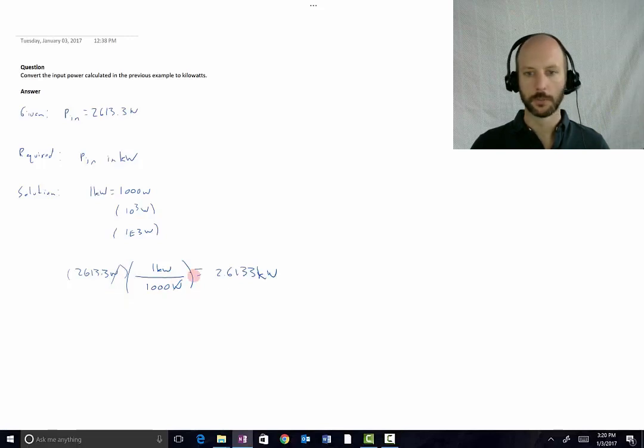I know that was a little bit more work than you normally would do to convert watts to kilowatts. You probably just think, well, divide by 1,000, but what I wanted to show you here was the fractional method, because when things get more complicated with energy conversions and unit conversions, the dimensional analysis or the use of fractions to do the conversion is really, really helpful.